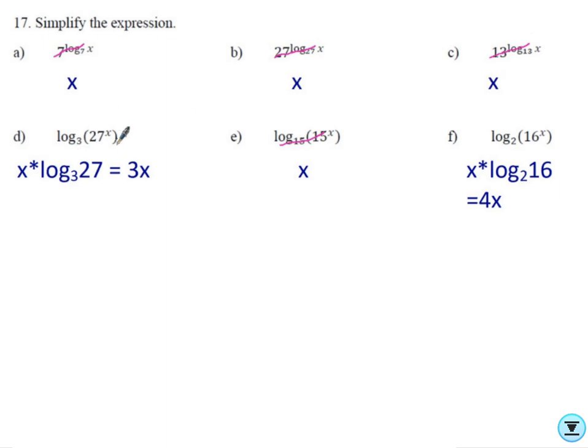We can't do that here with letter D. We need to take the x and move it in front. I think we actually saw this one yesterday in our warm-up, if not exactly this, a similar one. You move the x to the front, and then log base 3 of 27 is 3. So that's how we got 3x. We can't cancel this. We have to use our expanding because these are not the same. Unlike letter E, where you have log base 15 of 15 to the x, and then you can cancel, and that's x. But again, letter F, you need to move that x to the front. Log base 2 of 16 is 4. x times 4 is 4x.